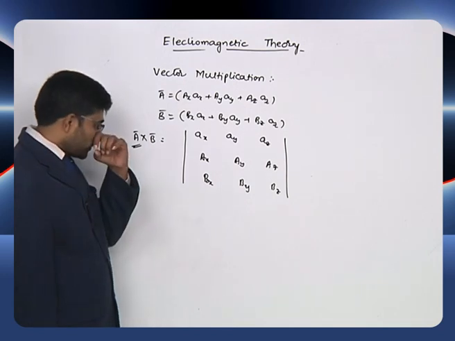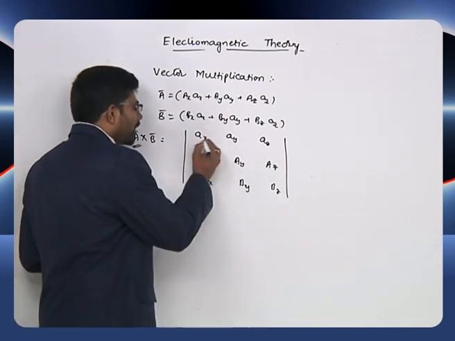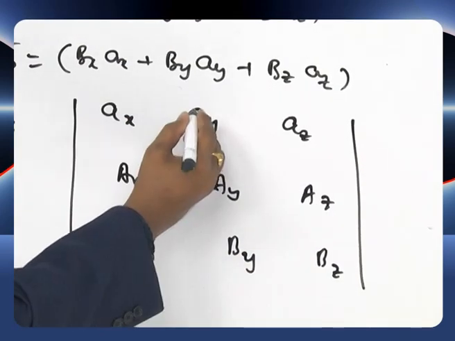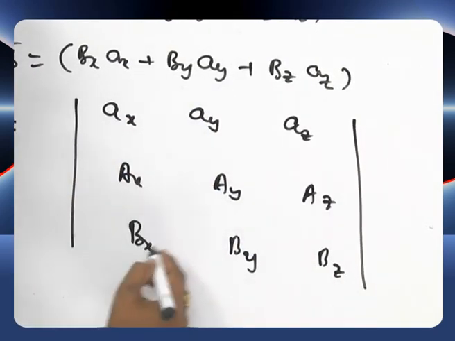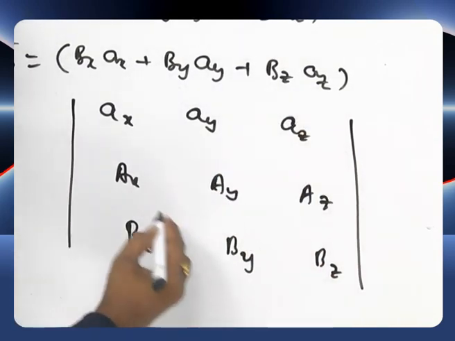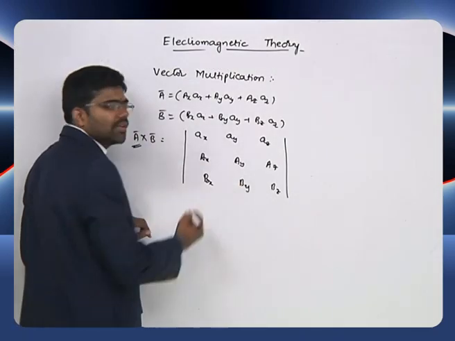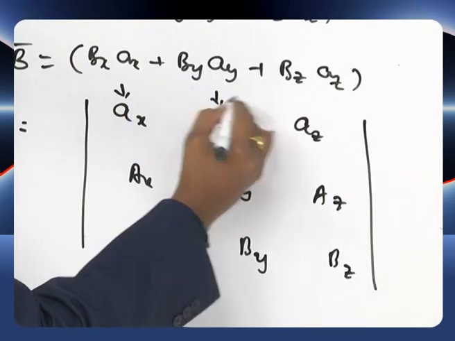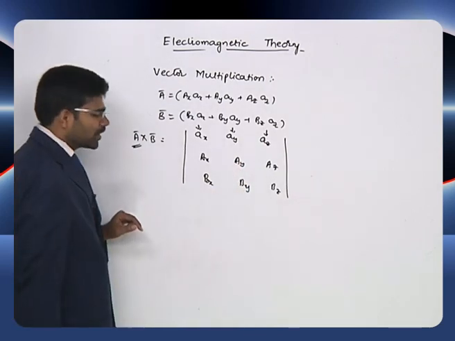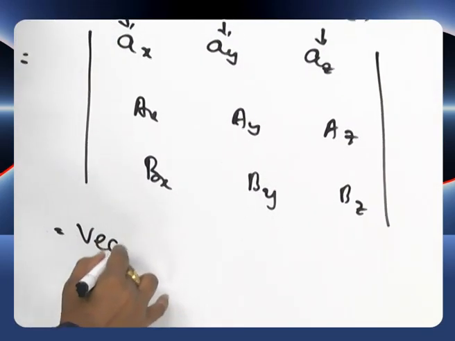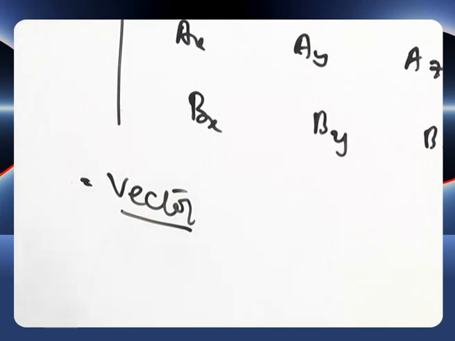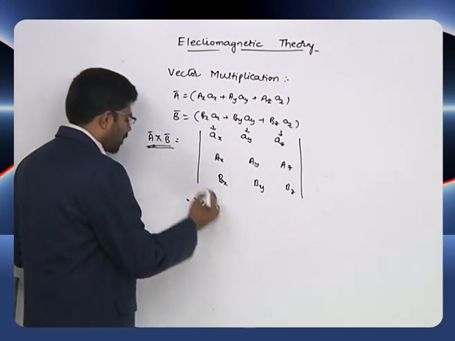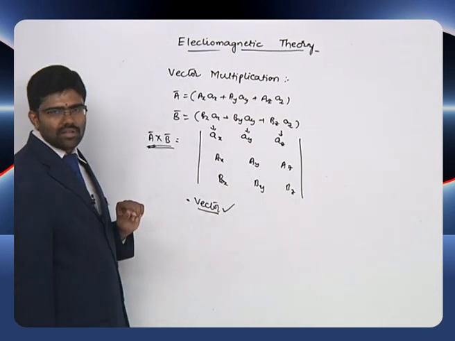So obviously if you observe the result, what can you observe? Ax multiplied with (ay bz minus az by), minus ay multiplied with (ax bz minus bx az), plus az multiplied with (ax by minus bx ay). So clearly every term is multiplying with one of the unit vectors, any one of the unit vectors. So clearly the answer is a vector. That's why this cross product is called a vector product. So whenever we are considering the cross product between two vectors, obviously the result is a vector, right?